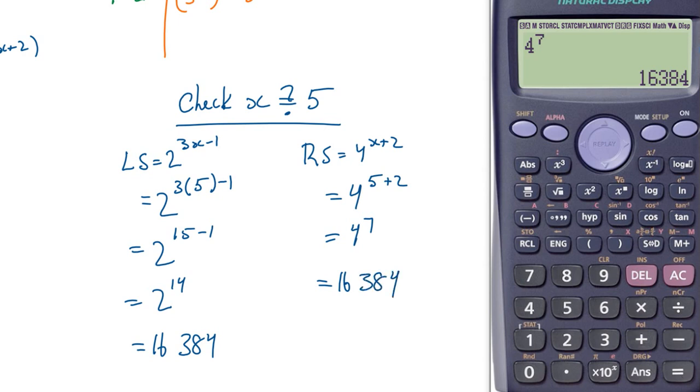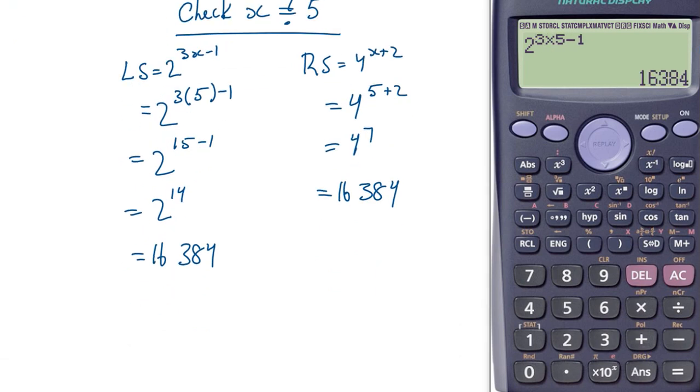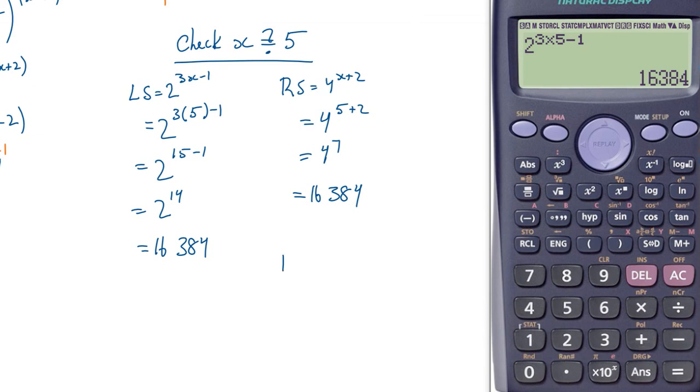And I don't need to show all those steps. I could just use the calculator and go 2 to the 3 times 5 minus 1. That would be fine. Oops, I did something wrong there. Oh, 2 times 5. Whoops. 3 times 5 minus 1, and that would give me the right answer. Okay. So I say left side equals right side, therefore x does indeed equal 5.